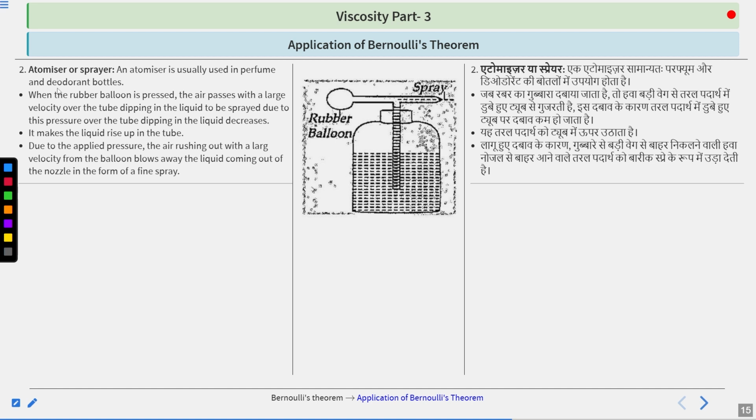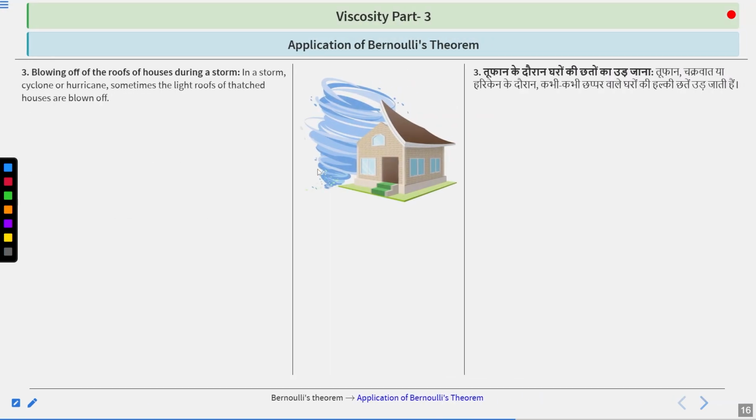Here you can see this in the picture also. This is the rubber balloon, this is the fine spray, and this is the liquid. Blowing off the roofs of houses during a storm. In a storm, cyclone, or hurricane. Okay. Sometimes the light roofs of thatched houses are blown off.